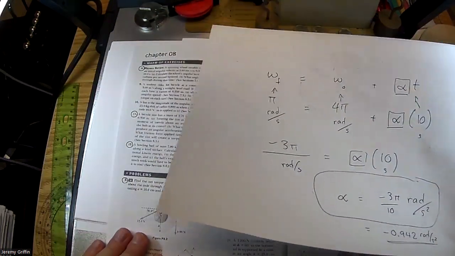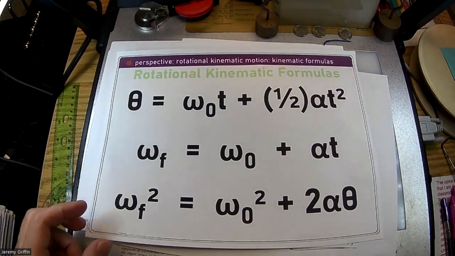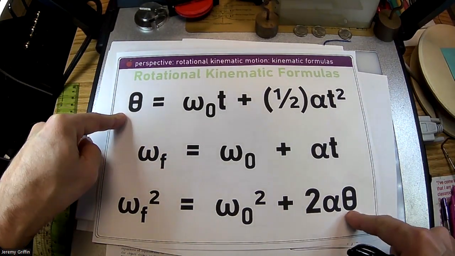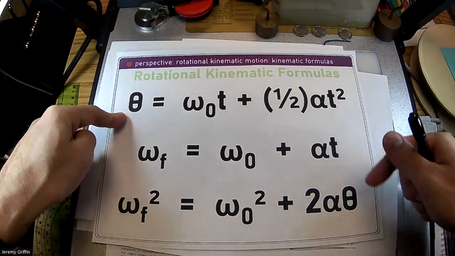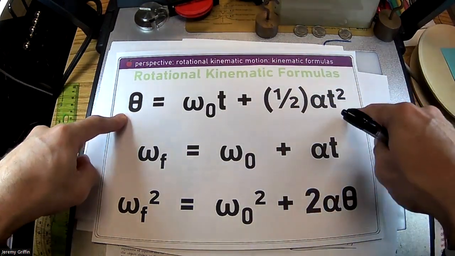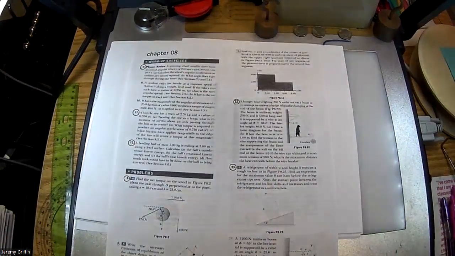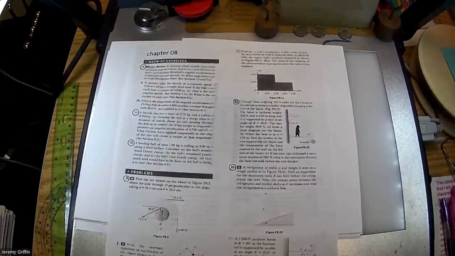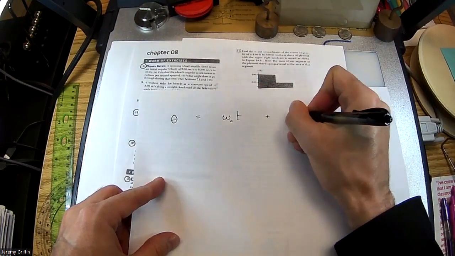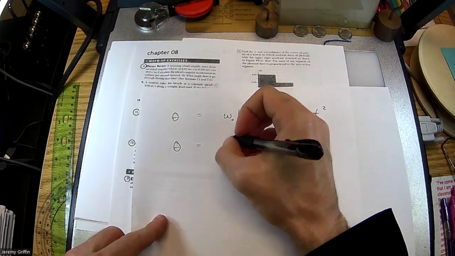And then what angle did it go through? Could you guys use either the first or the third? Yeah, you could. Go ahead, pick your favorite one. I'm going to pick the first one just because there's no algebra involved. It's all arithmetic. I can just plug everything in. It's already set up to solve. The first one is. So I choose that one.